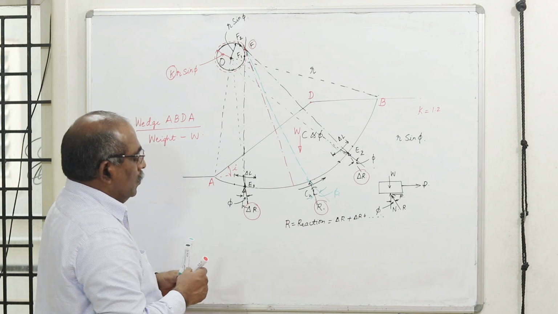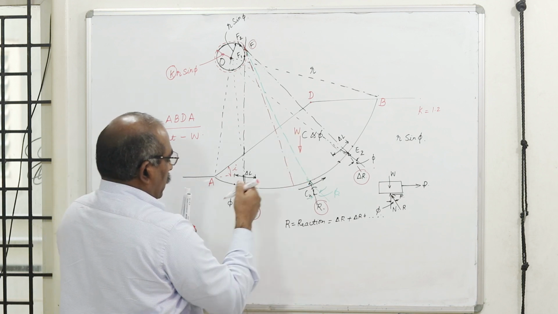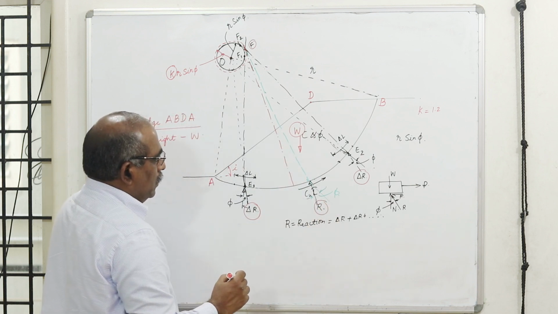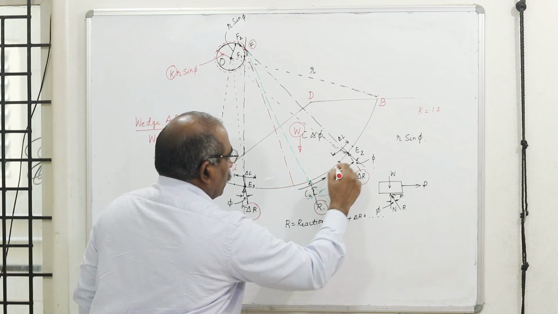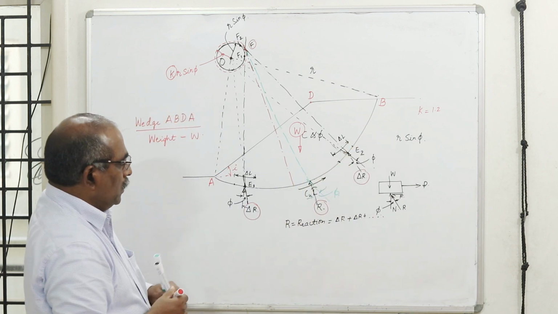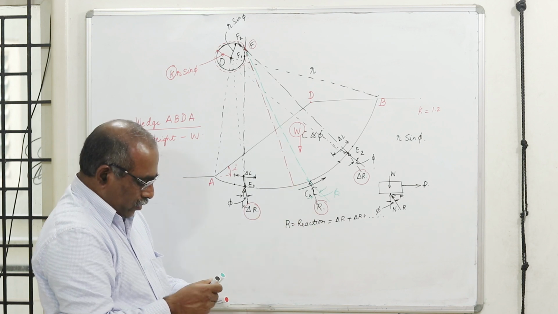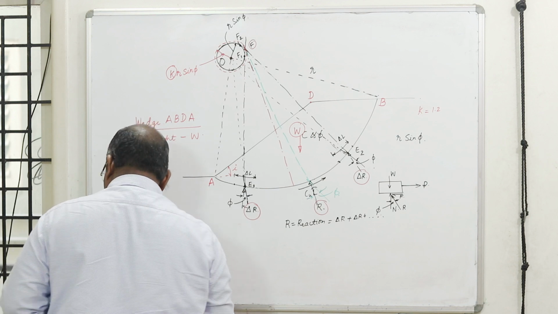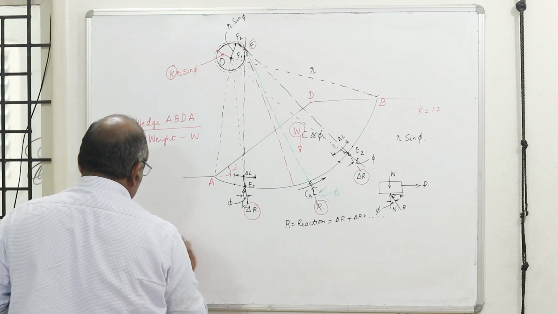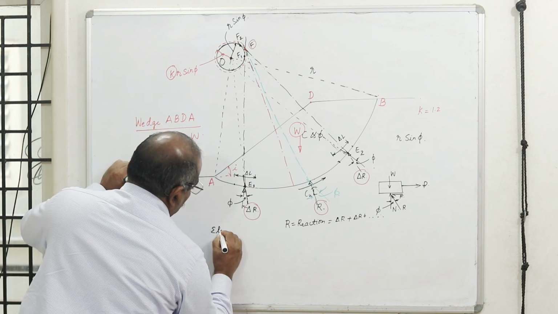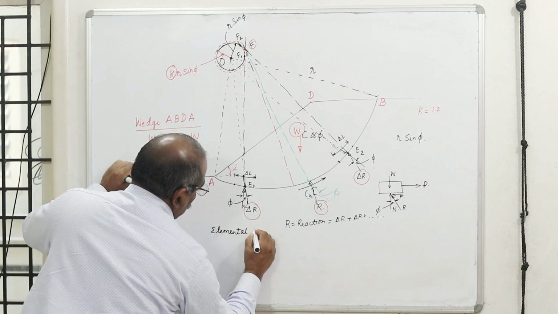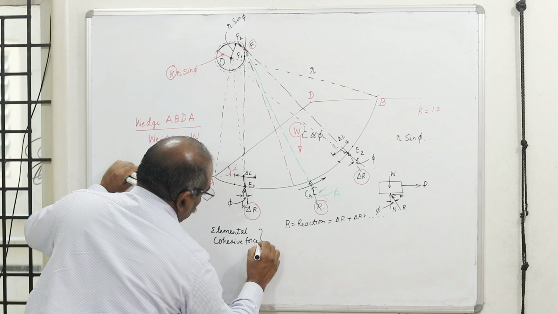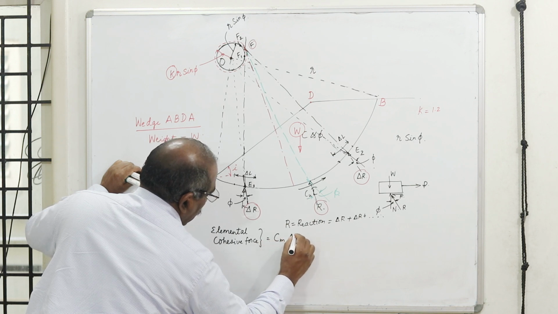Now let us try to understand. The weight W is a linear vector. R is a linear vector. And the cohesive force along the arc is a curvilinear vector. Now I can convert this curvilinear vector. What is the cohesive force? The elemental cohesive force is equal to the mobilized cohesion Cm into delta L.